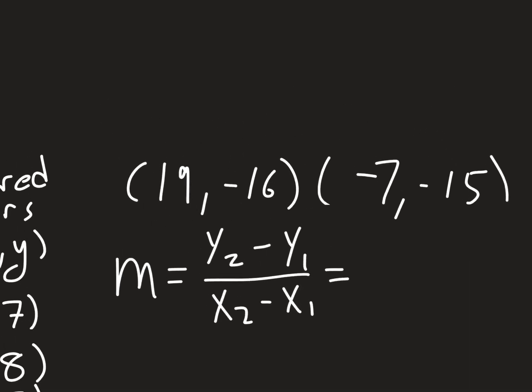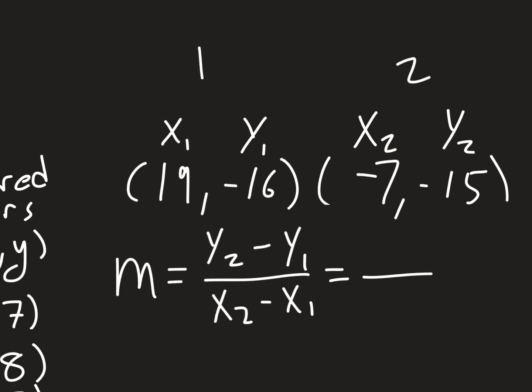Let's label each point. We'll call this point 1 and this point 2. So on your paper, label them point 1 and point 2. So we have x1, y1, x2, y2. I've taken the first point and labeled it my first x and my first y. I've taken the second point and labeled it my second x and my second y. Questions so far? Please ask.